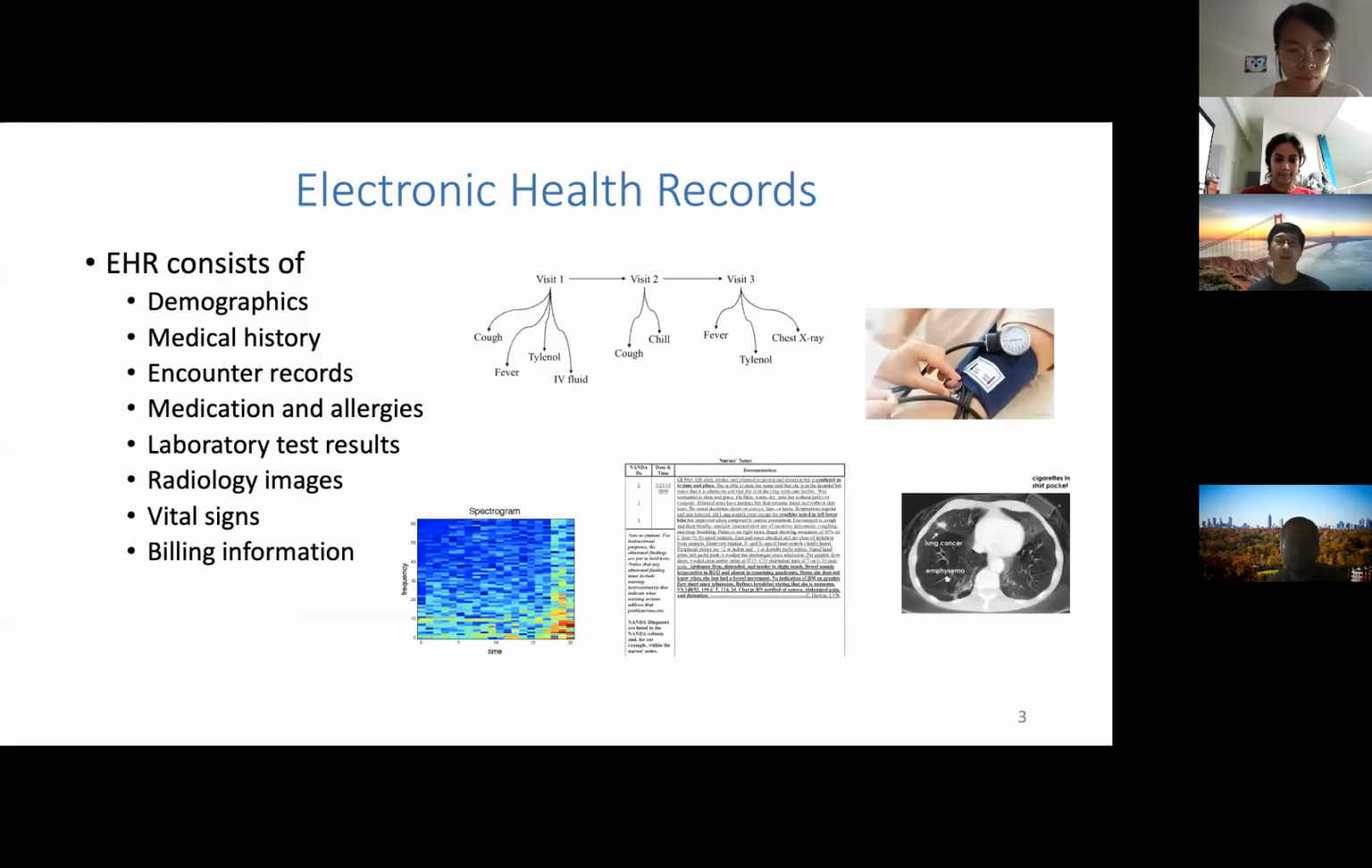I'd like to say that EHR is a heterogeneous multimodal data, which consists of demographics, medical history, encounter records, medication and allergies, lab tests, radiology images, and so on. But these are semantically different.